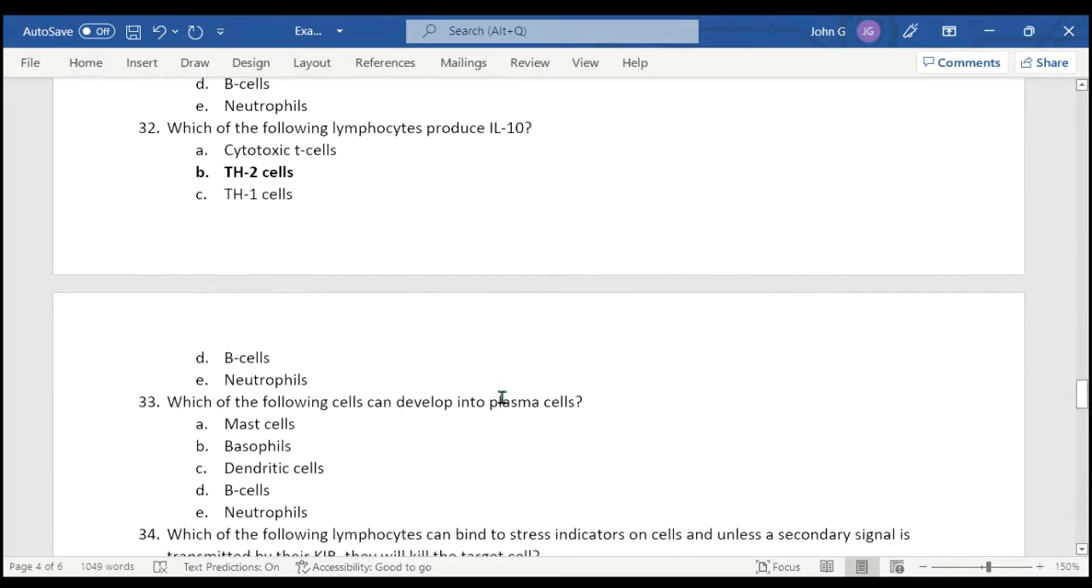Okay, which of the following cells can develop into plasma cells? That's going to be your B cell. Okay, B cells turn into plasma cells. Plasma cells are the terminally differentiated B cells that just make a bunch of antibody for 3 to 5 days before dying. The plasma cells have a short lifespan, usually, and they are the terminally differentiated form of B cells. They don't revert back to any of their previous developmental stages.